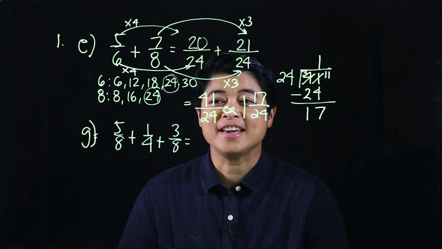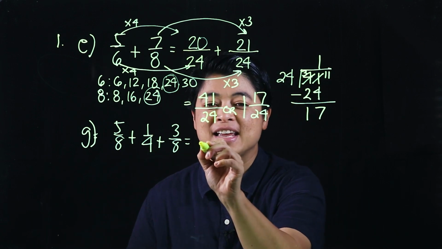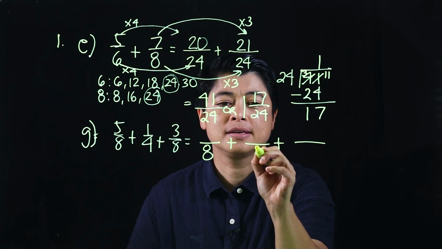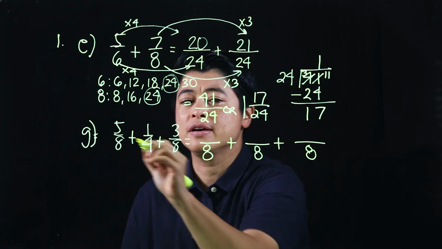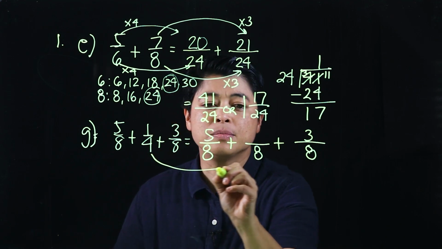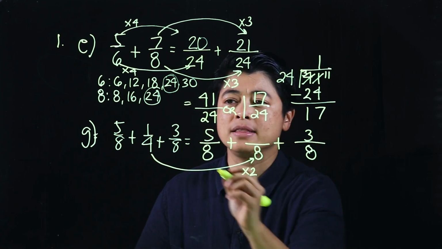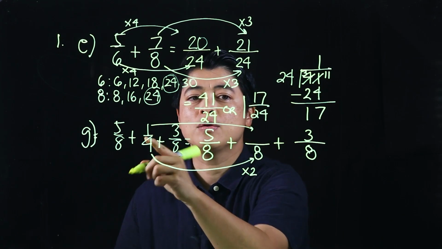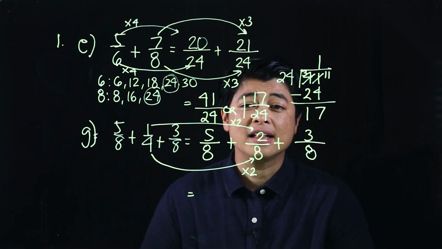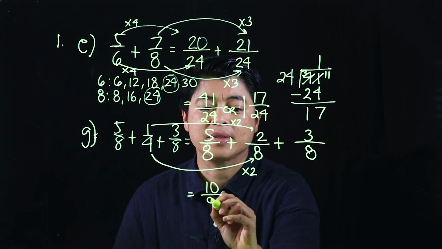Now, looking at G, this is a bit easier because it's already almost all the same. So our denominator will be 8. We copy the 5 and we copy the 3. Clearly here, we need to multiply the denominator by 2 to get 4 to 8. So when we multiply the 1 by 2, that will be a 2. Now, if we add 5 plus 2 plus 3, that is 10 over 8.